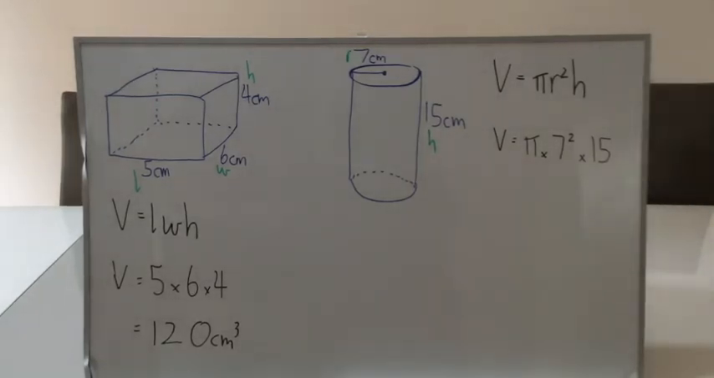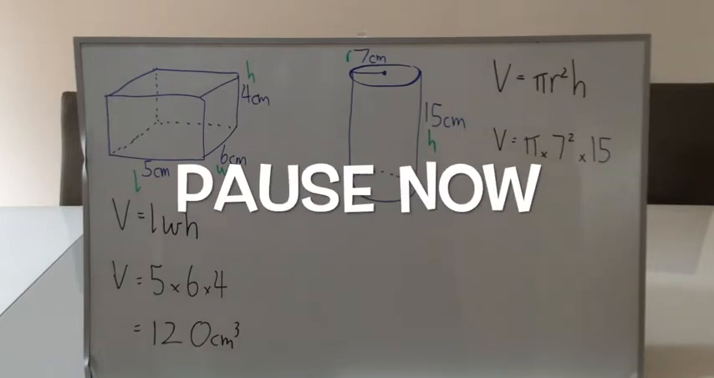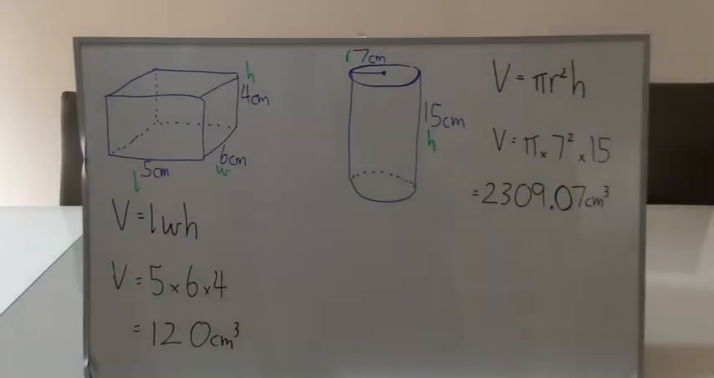That's what your equation should look like once you've swapped the letters for the numbers. Your calculator will do the rest now. Type it in, get your answer. Let's go for 2 decimal places. The correct answer is 2309.07 centimeters cubed on the end, don't forget. But if you got that, you are correct. All right, I'll wipe the board. We'll do a couple more.